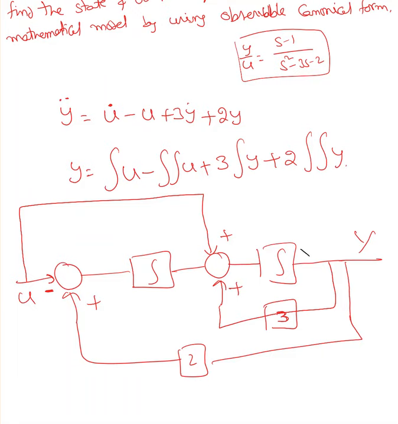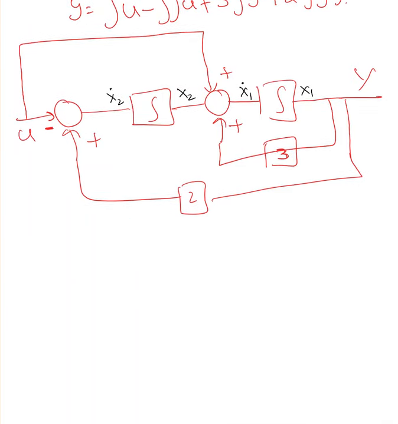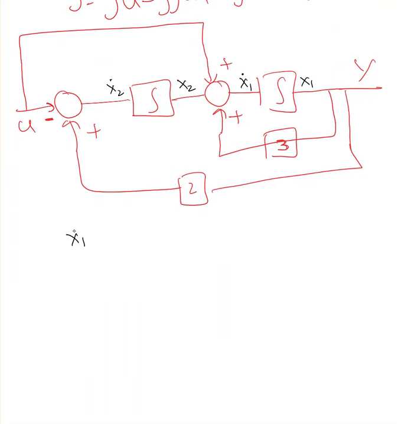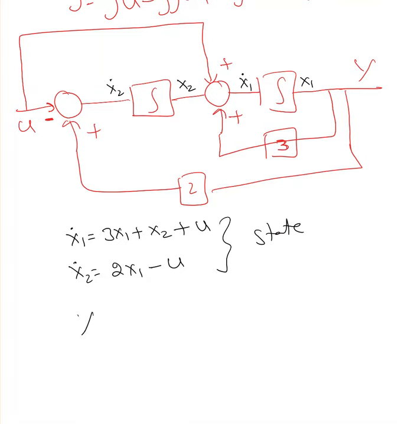Now I have x1 dot and x2 dot. I'm going to write down the state equation and output equation. x1 dot equals 3x1 plus x2 plus u, and x2 dot equals 2x1 minus u. These are the state equations, and the output equation is y equals x1.